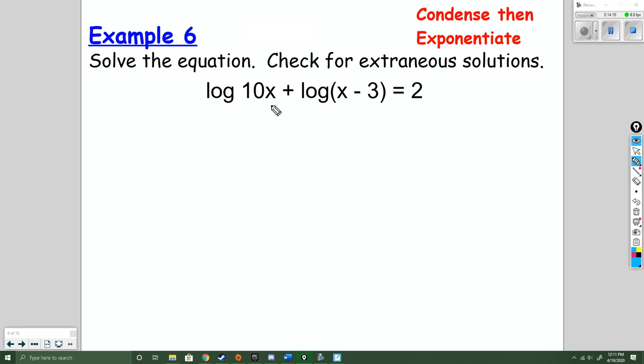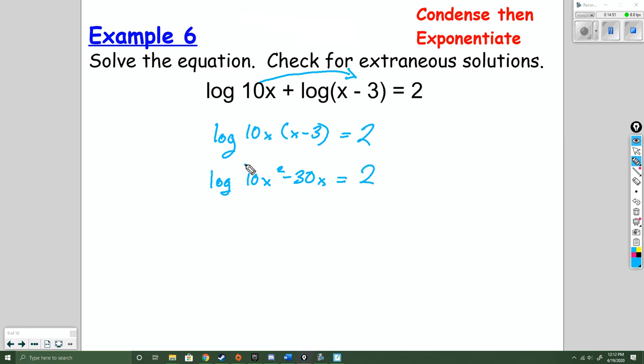So one thing that we can do is condense this. They have the same base, so we could combine these two logarithmic expressions. And when we do that, that's using the product rule. So that's 10x times x minus 3. Multiply those arguments. And now from here, we could actually go through and multiply these things. So 10x times x minus 3 is 10x squared minus 30x.